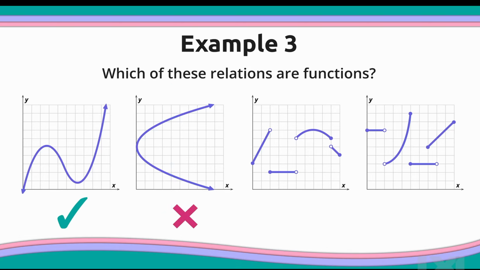These next two graphs look a little bit different. The filled-in dots, or closed dots, are included in the relation, but the open circles are not part of the relation. So for example, at x equals 2, it might look like there are two y values paired with it, 2 and 7, but since at y equals 7 there is an open circle, that means it is not part of the relation.